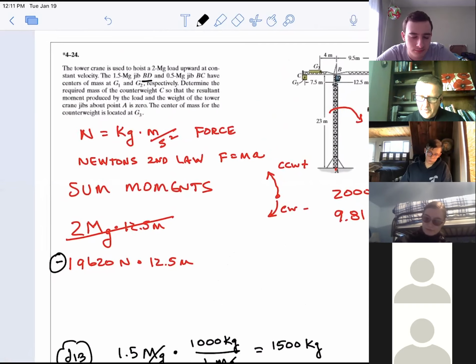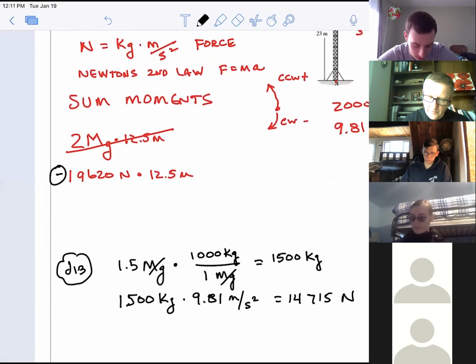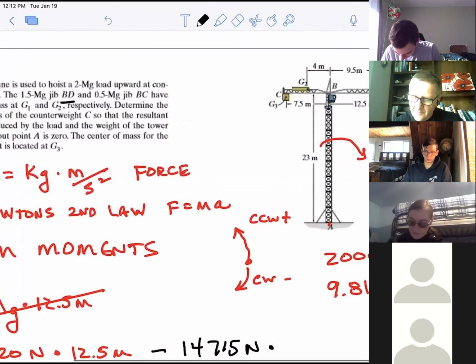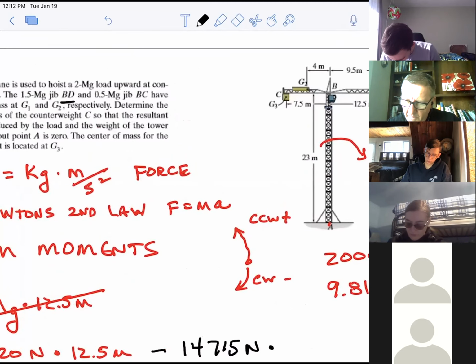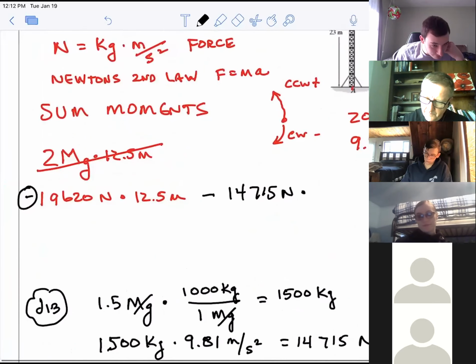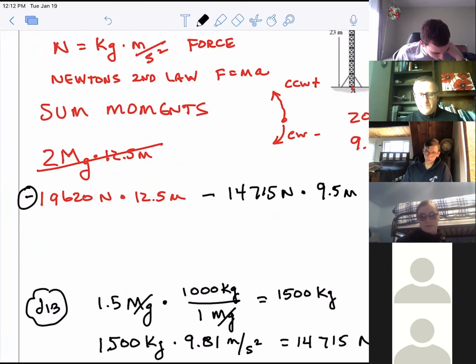Same direction. It's also negative. So minus 14,715 newtons times its distance. And again, notice that distance is perpendicular. If I draw G1 in there, right there, isn't that distance perpendicular to that? So notice I didn't have to convert anything. These forces aren't going at some weird angle. Thank God I didn't have to convert them. So that's 9.5 meters, I'm told. So both of these components of this crane want it to rotate clockwise, negatively. So that's why they're both negative.